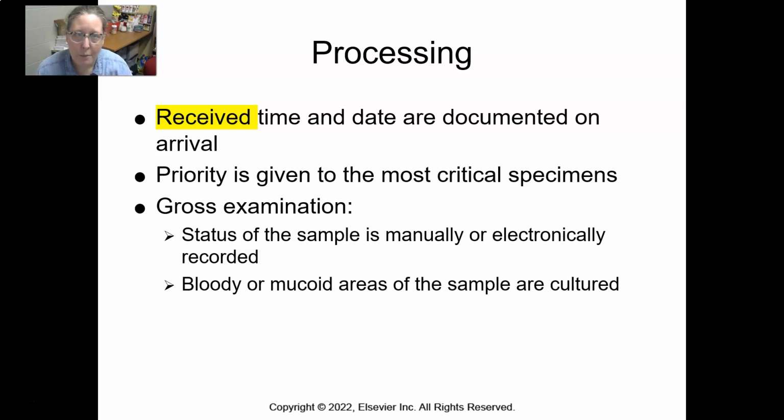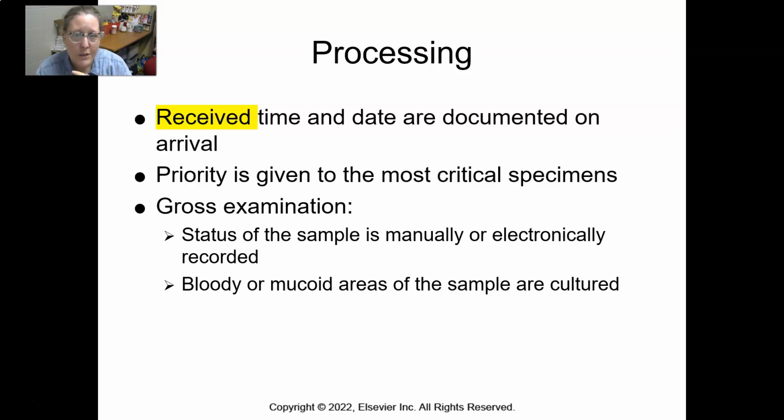Then, when it's processing into the lab, and this is what central processing does a lot, we need the receive time and date documented on arrival. So that's it being processed into central processing as it arrives into the lab. This is very important because often lab management, risk management, etc., need to be able to track the flow of a specimen from when it was ordered, to when it was collected, to when it was received in the lab, to when it was resulted, and this is for any specimen in the lab.